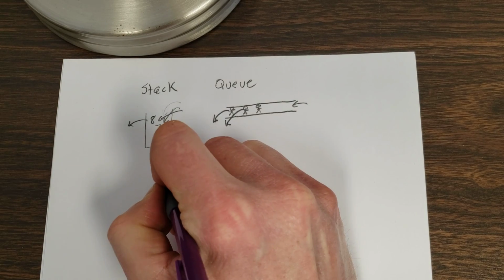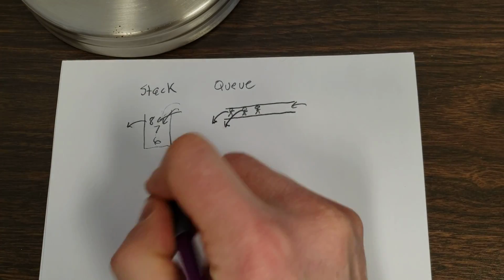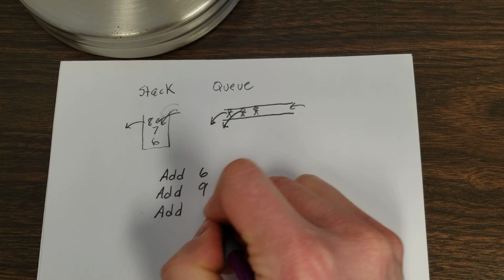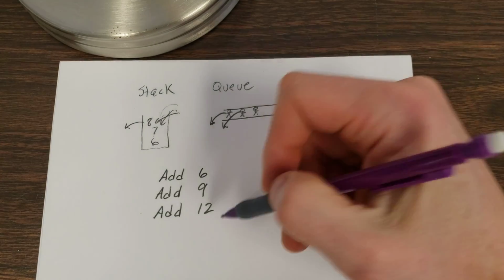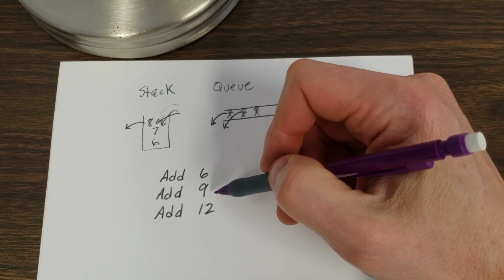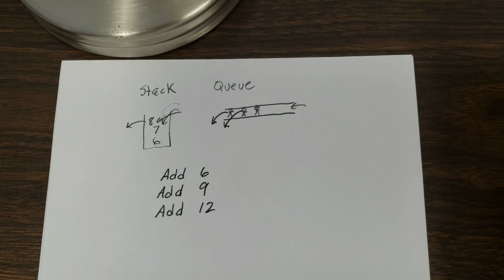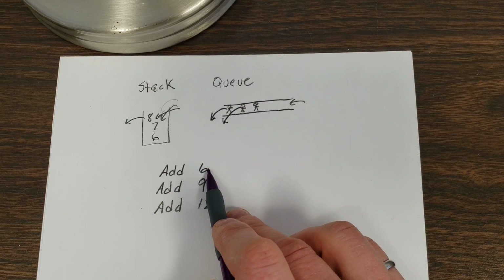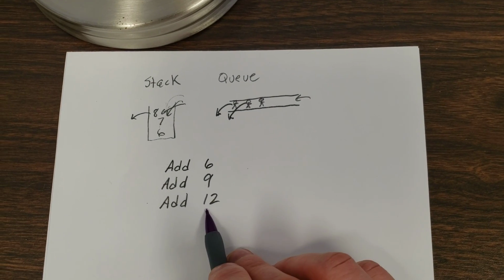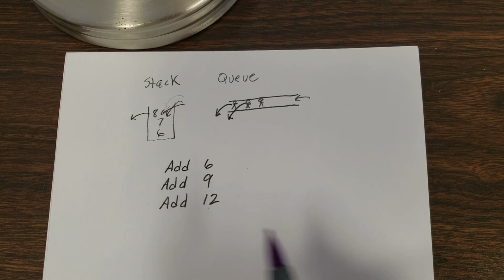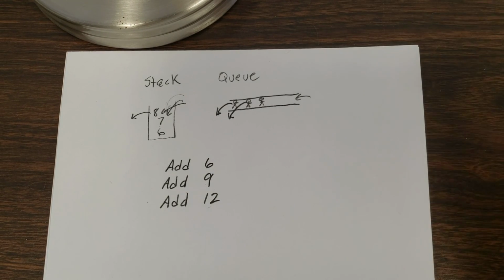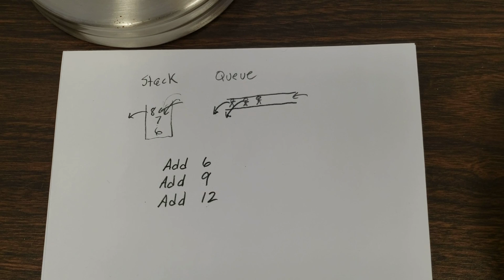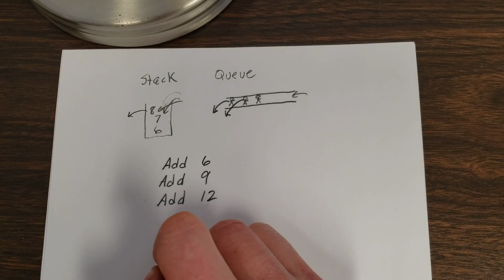So if we wanted to do something like add a 6 to the queue, then add a 9 to the queue, then add a 12 to the queue, this is the order in which we do it. So we would think 6 is in the front of the line, and 9 is second in line, and 12 is third in line. When we do a remove, then we would remove the 6, then we would remove and get a 9, and if we hit remove a third time, we'd get the 12. And that's what we would expect if we were in line at the grocery store or in line at a bank.